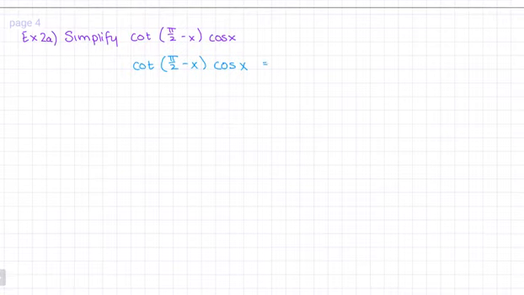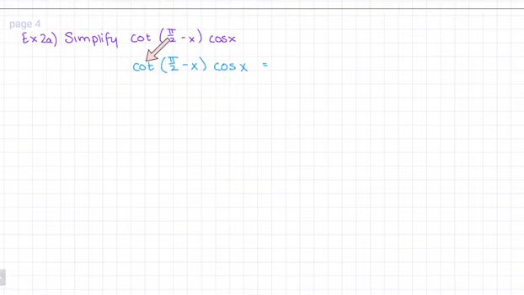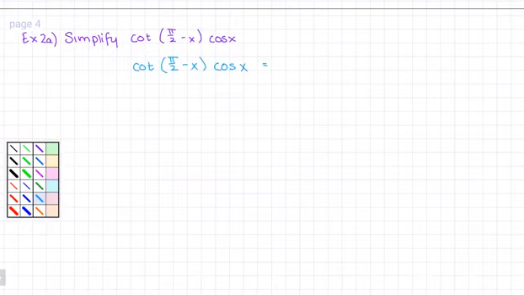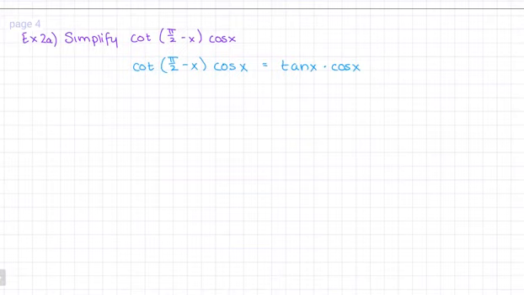So, cofunction, just like the name sounds, the cofunction for cotangent is tangent. So I can rewrite that as tan x. But then we still have cosine x. So I've just rewritten the first factor as tangent x, using cofunction identities.